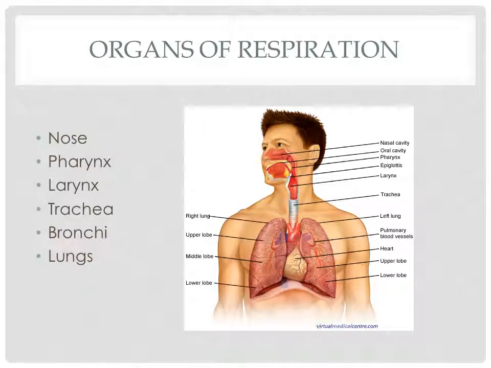These are the organs of respiration. Upper respiratory is considered to be nasopharynx, the nose, the pharynx, the larynx, the trachea. Lower respiratory is going to be the lower trachea, bronchi, and the lungs.